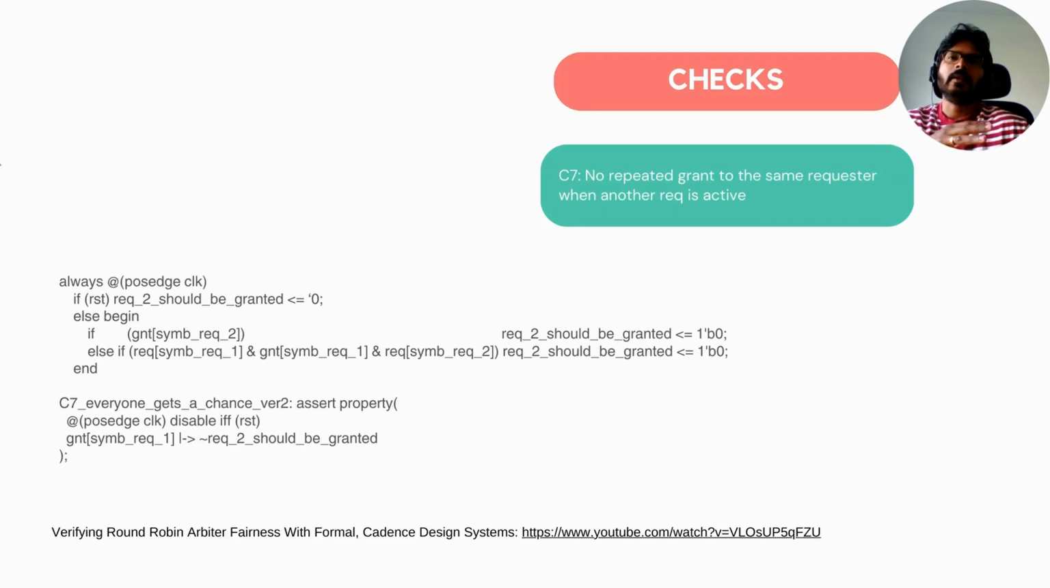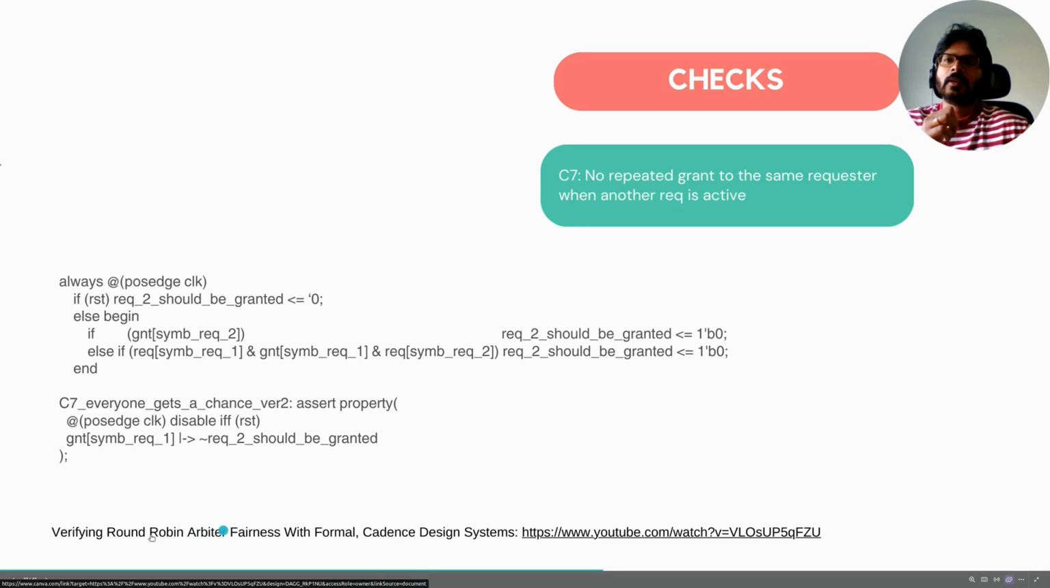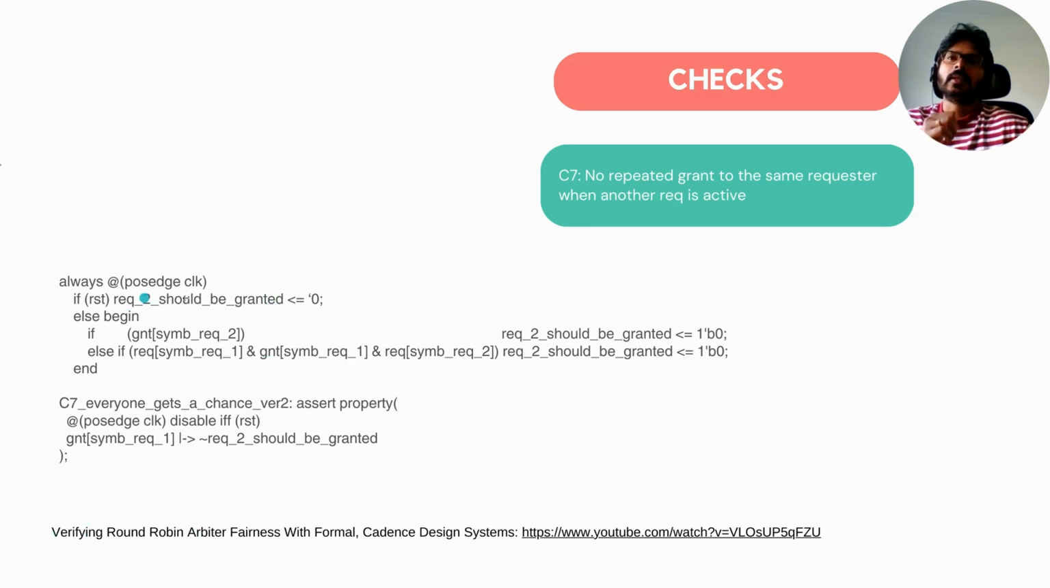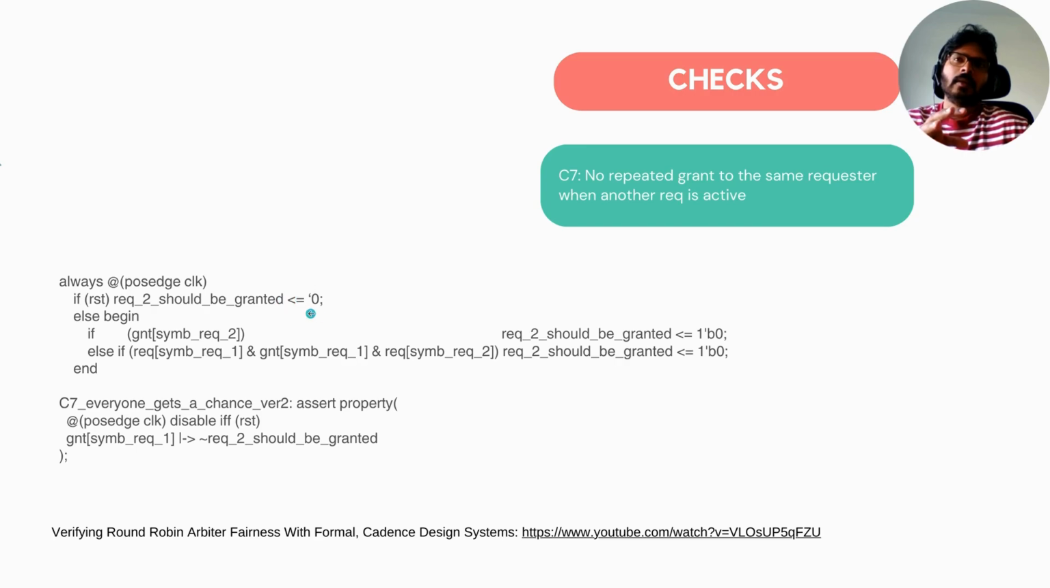This can be written in a different way as well, or another way to express this is as follows. So there is a modeling logic here for this. So we're introducing another signal. I'm referring to this video from Cadence, which is publicly available on YouTube. It's a modified version of the code from this video. There's an internal signal which says request 2 should be granted. It is set to 0 out of reset. And when request 2 is actually getting a grant, it is again reset to 0. It's saying that request 2 shouldn't be granted in the next cycle.